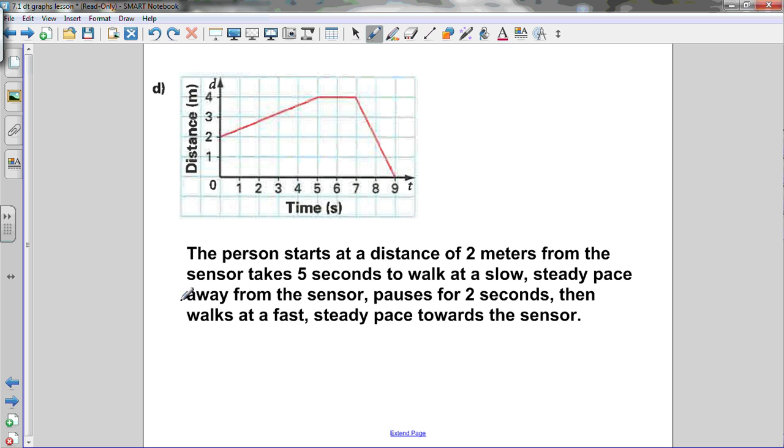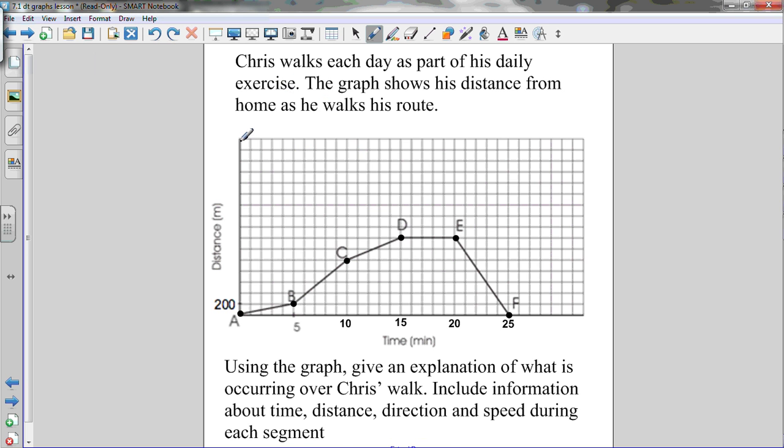So here would be my summary of this one. They start at a distance of 2 meters from the sensor. They take 5 seconds, 1, 2, 3, 4, 5, to walk a slow, steady pace away from the sensor. They pause for 2 seconds, 1, 2. Then they walk at a fast, steady pace towards the sensor. There we go. So those are the few different sections of that graph.